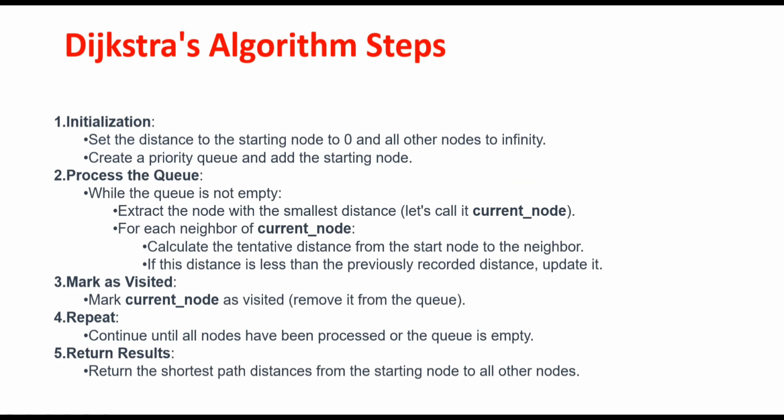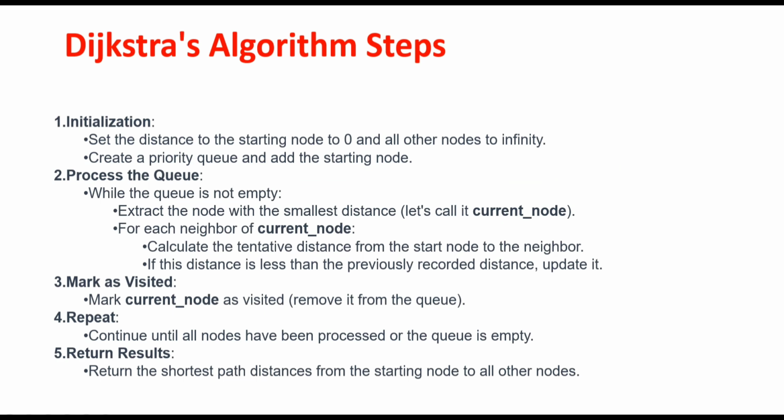Next, mark as visited. Mark the current node as visited and remove it from the queue. Next, repeat and continue until all the nodes have been processed or the queue is empty. Next, return the result: return the shortest path distance from the starting node to all other nodes. This is the algorithm for Dijkstra's algorithm.